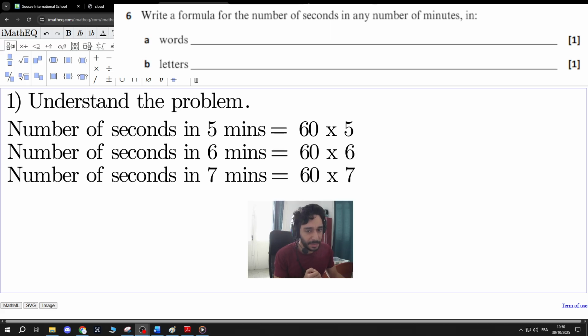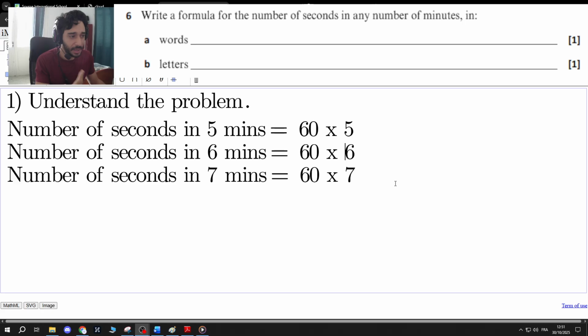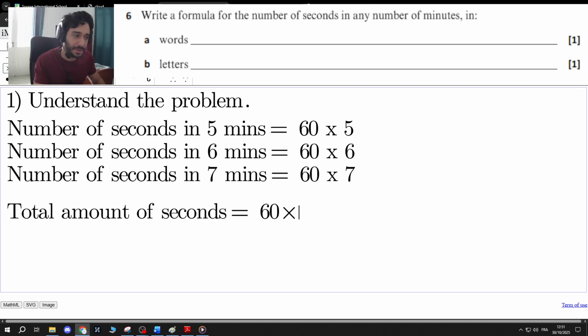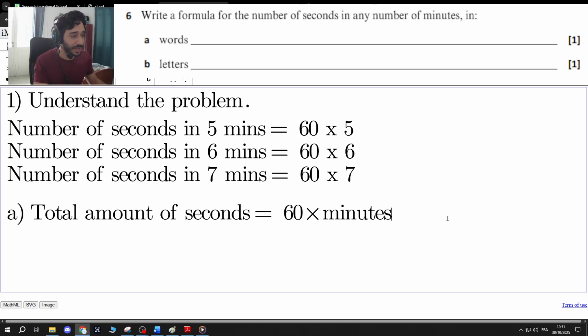So what that means is I can probably write a formula for this in words, and the formula would be very simple. It would be total amount of seconds equals 60 times minutes. Got it? So this is actually the answer to question A. So this is me writing the formula in words.